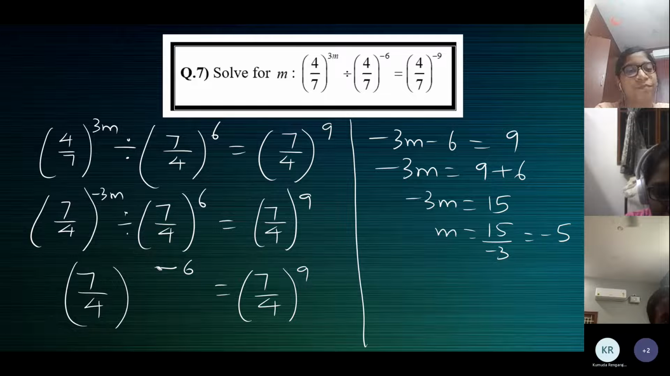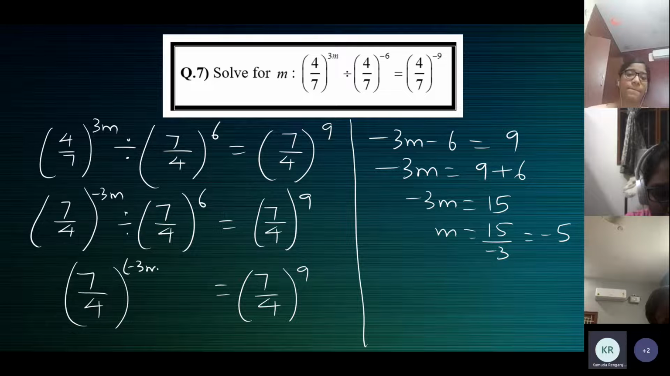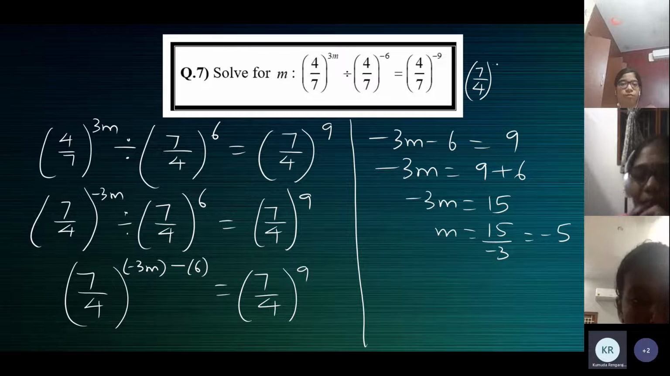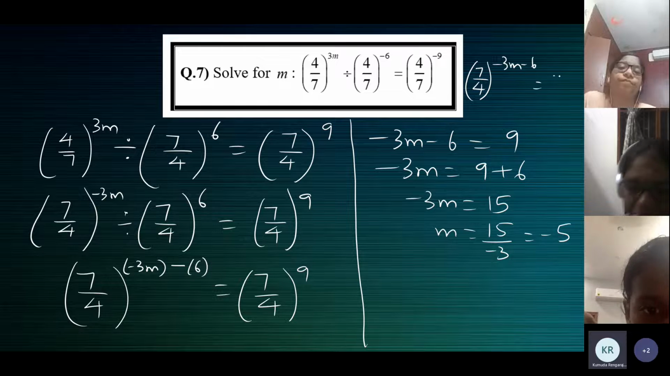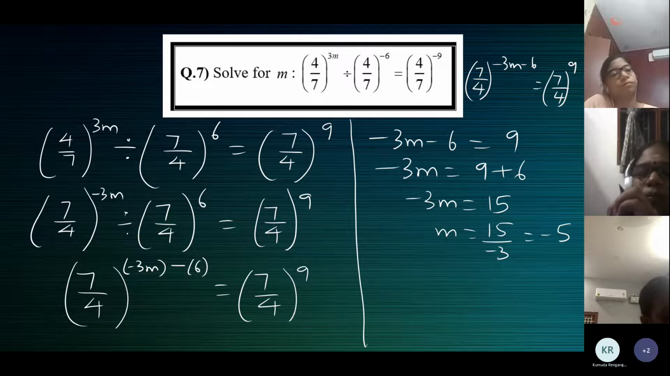Okay, let me do that. Okay, the first power is minus 3m. The second power is 6. We have to subtract the powers. All right? Yes, ma'am. So then the next step, you'll have to open the bracket. So it'll be 7 by 4, the whole power minus 3m minus 6 is equal to 7 by 4, the whole power 9. Then we equate the powers. Yes, ma'am. Understood this method also. Okay.